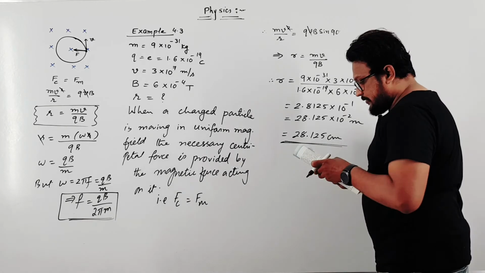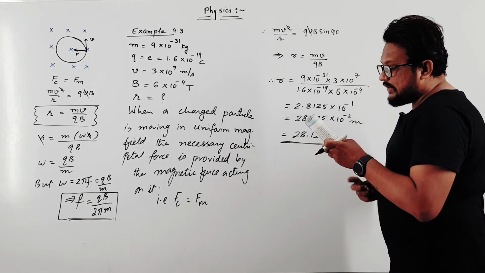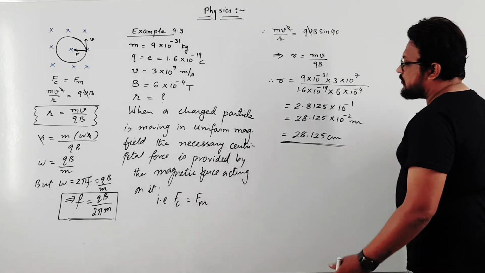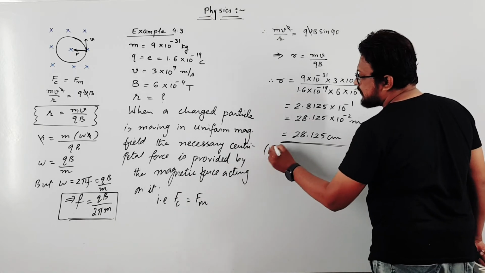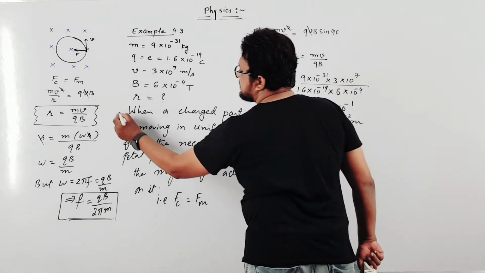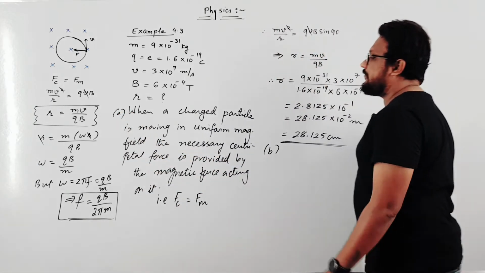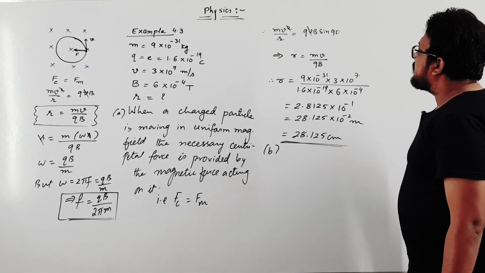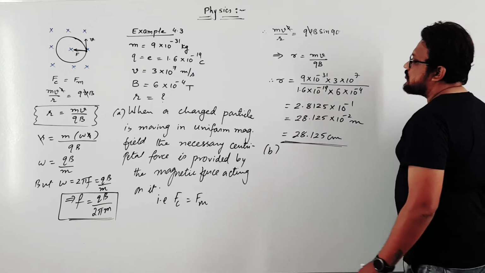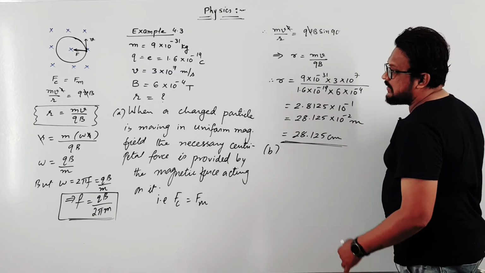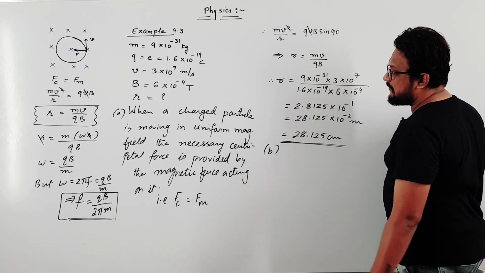Next, what is its frequency? We have to find frequency also. This is the first case. In the second case, we have to find frequency. So if you want, you can derive, or you can directly write. Let us derive this thing.